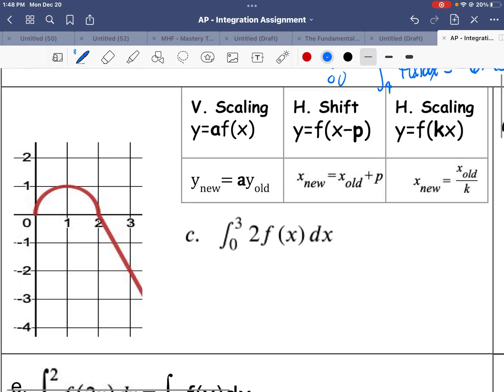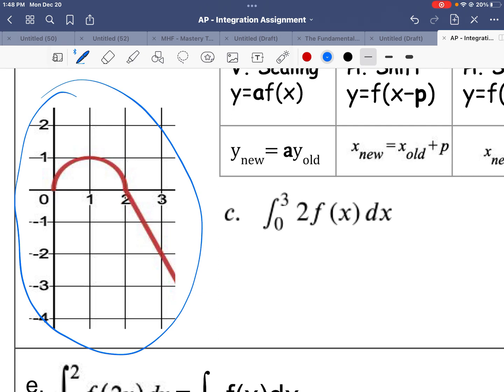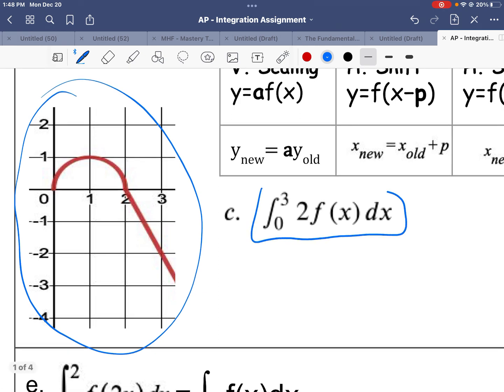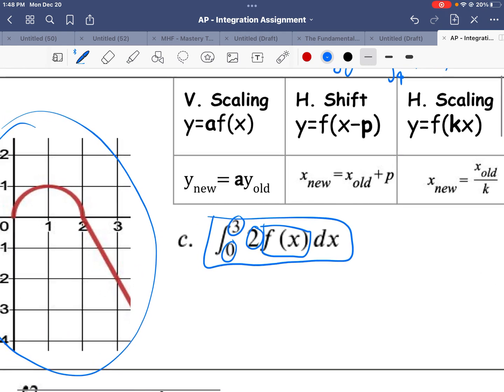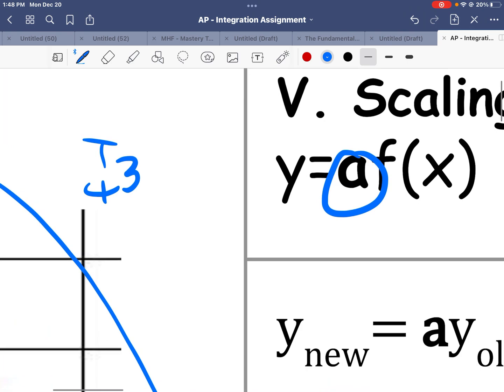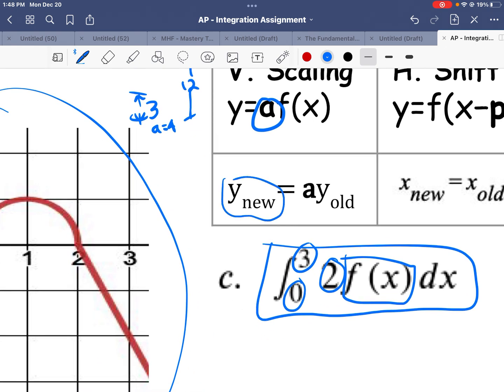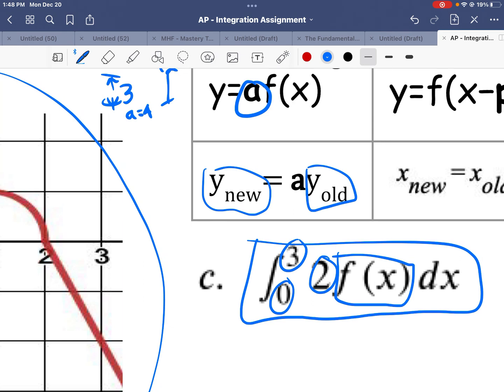The first one I'm going to ask you to do: here's a piece of the original graph, and we want to get the area from 0 to 3 of 2 multiplied by f of x. Remember, this is a vertical scaling, or some people call it a stretching or a compression. If something originally was 3 units tall and A ended up being 4, the new object would be 3 times 4, or 12 units tall. It's a vertical stretch. That's why we say the new y values are just A multiplied by the old y values.